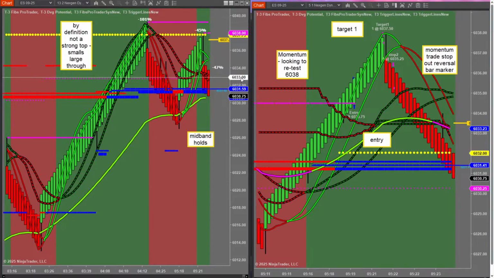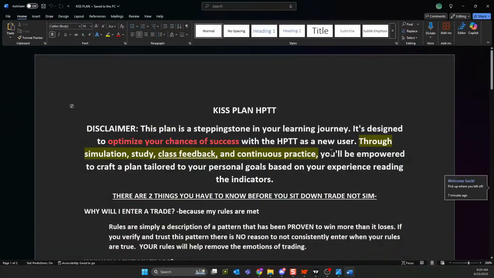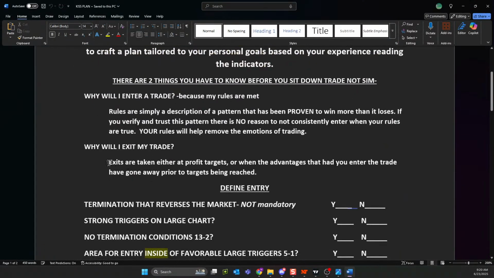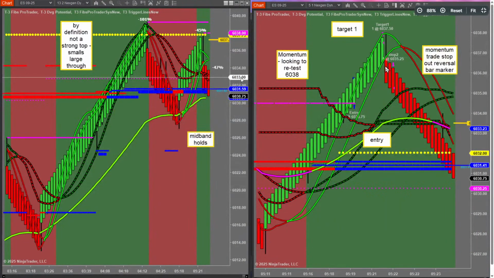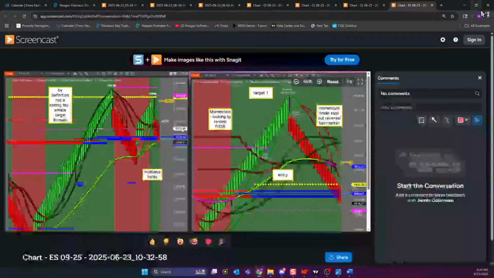And one of the things that we talk about a lot is reasons to exit a trade. Either at profit targets and key areas that can stop the market, which fit that bill 100%, or when the advantages have gone. So just because you're in the momentum trade doesn't mean you have to wait for momentum to go away if you hit that big ugly termination. Great trade, Jen.